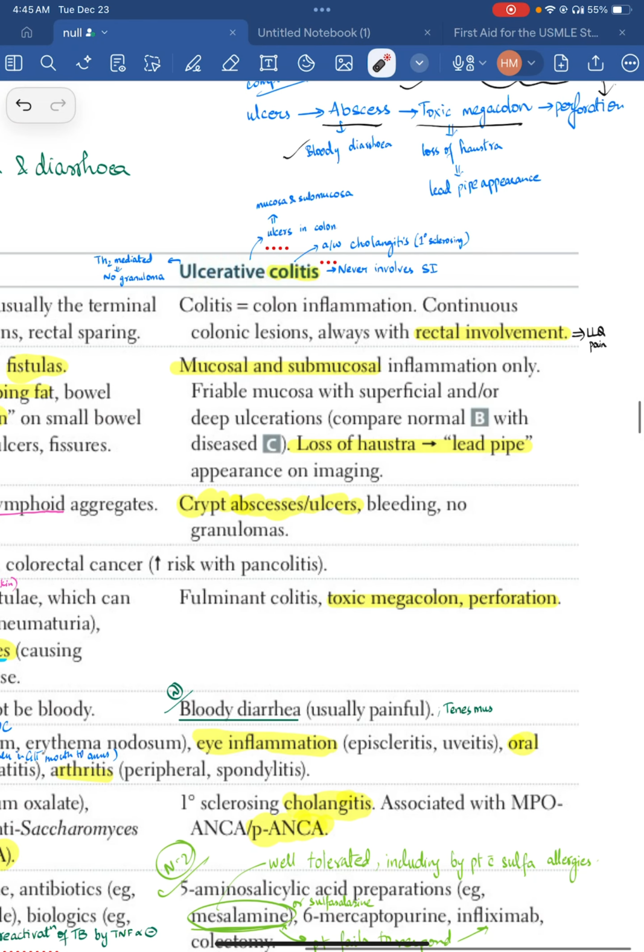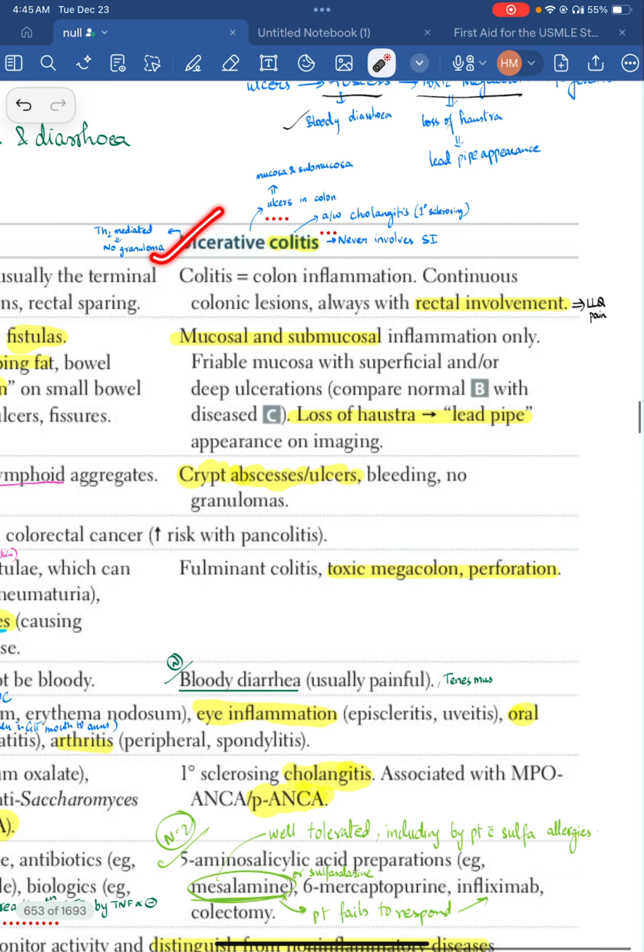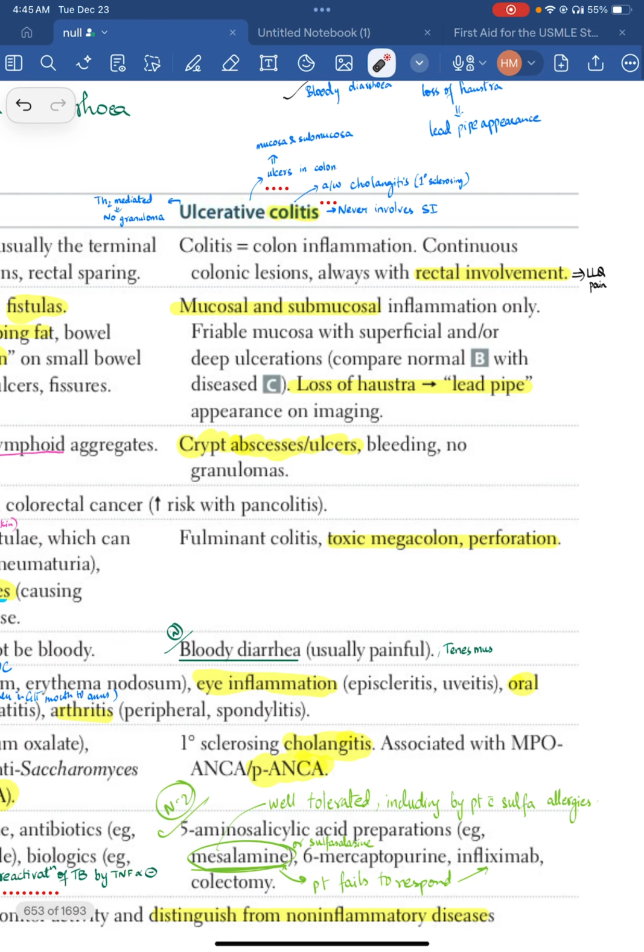Now let's have a look at the topic. Ulcerative colitis. Colitis means colon inflammation, and it is a continuous colonic lesion. And it always has rectal involvement. That means left lower quadrant pain is always present. We just said that ulcer is mucosal and submucosal inflammation. We have ulcerations, loss of haustra or lead pipe appearance. This can be seen in toxic megacolon, as we just mentioned.